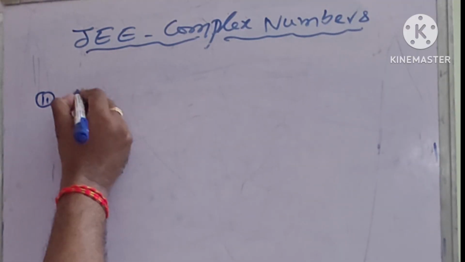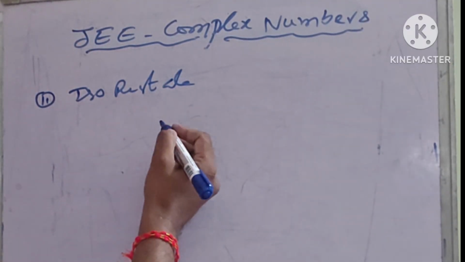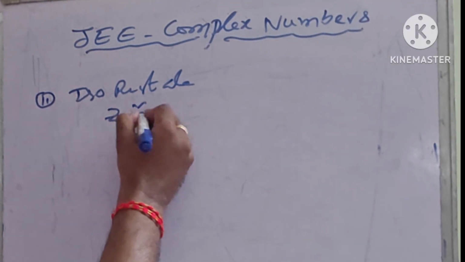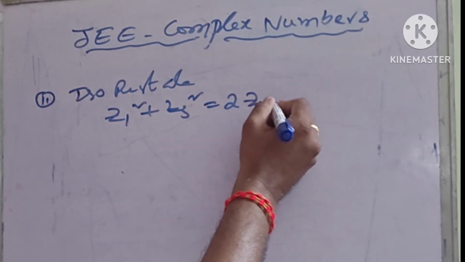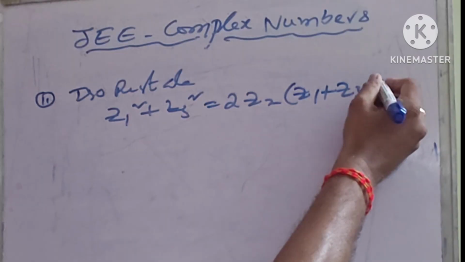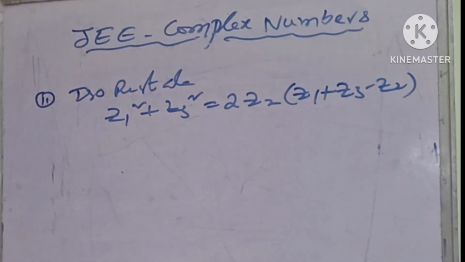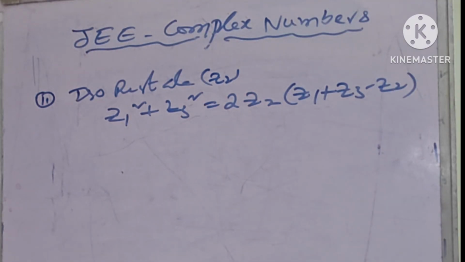Now a right angle triangle. For a right angle triangle, z1 square plus z3 square is equal to 2 z2 into (z1 plus z3 minus z2). So z2 is the right angle.